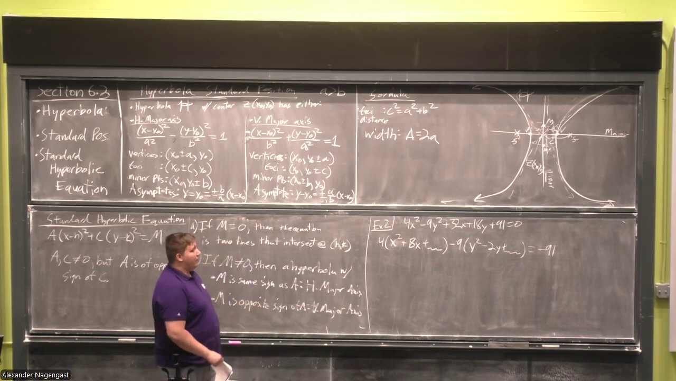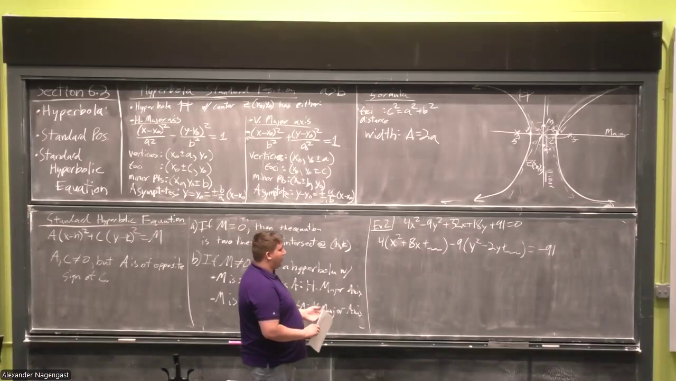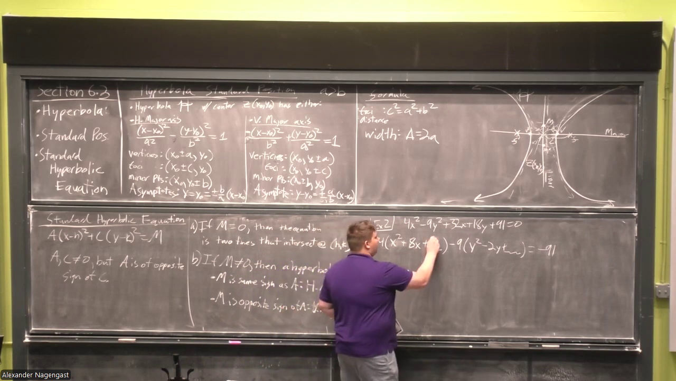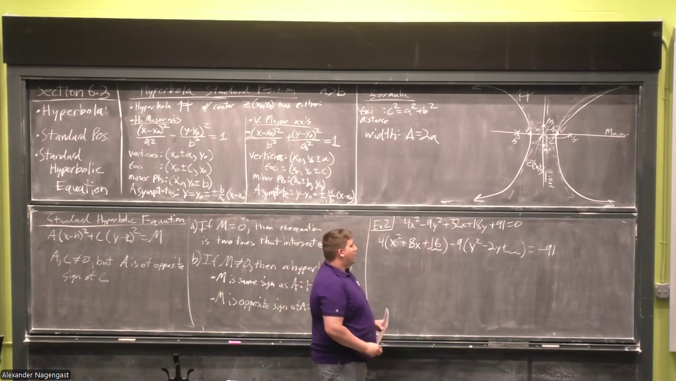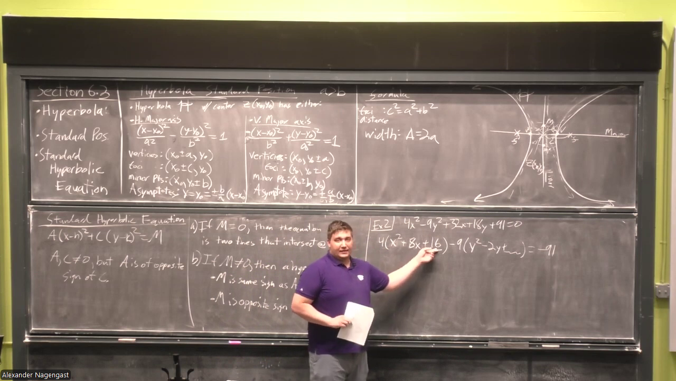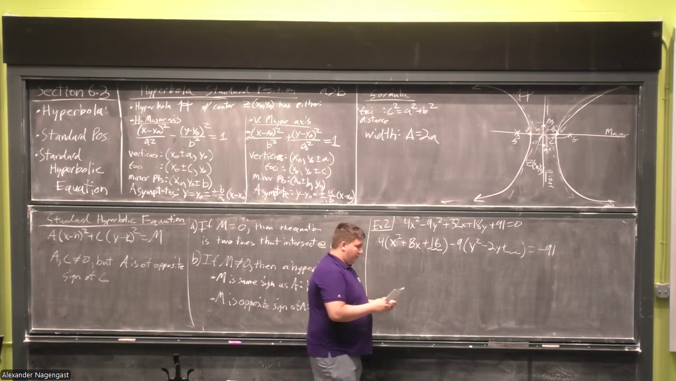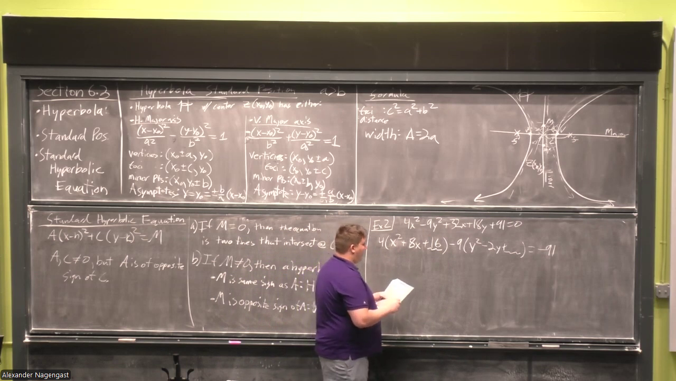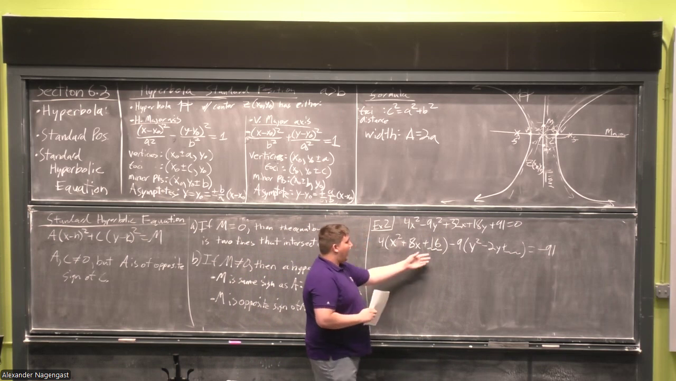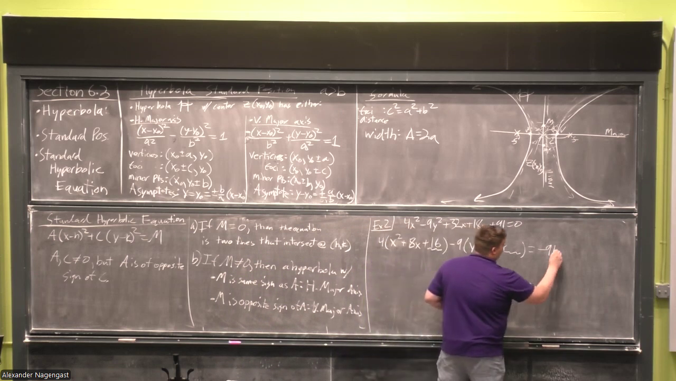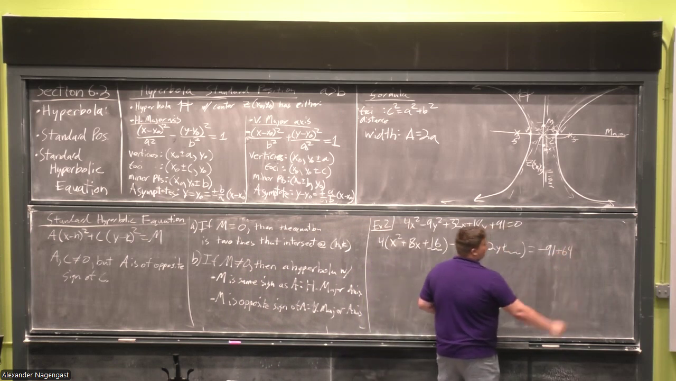So now we want to do the same complete the square process. So 8 divided by 2 is 4. 4 squared is 16. So there's a 16 here. But for me to add a 16 here, it had to be multiplied by 4. So that is the same as if I added 64 to this side. So that means I've got to add 64 to the other side.